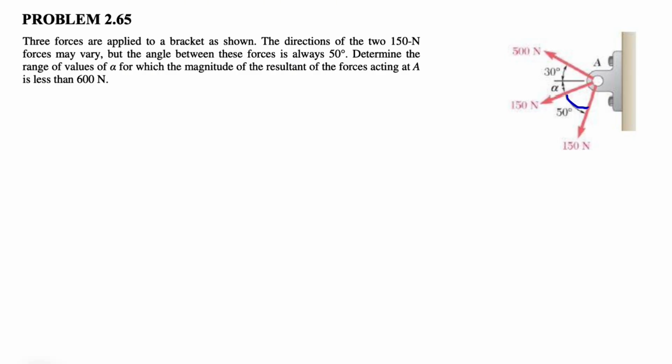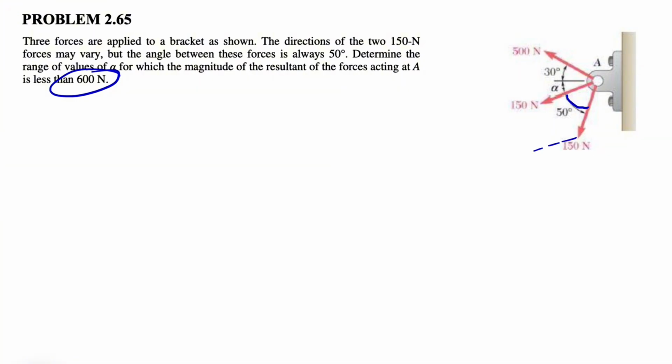And we need to determine the range of values of alpha for which the magnitude of the resultant of these two forces is less than 600 newtons. So what we can do in here, we can find the resultant of the 250 forces that we have. And after that, we can find the resultant of the 500 newton and the resultant of these two forces. So let's go with that first.